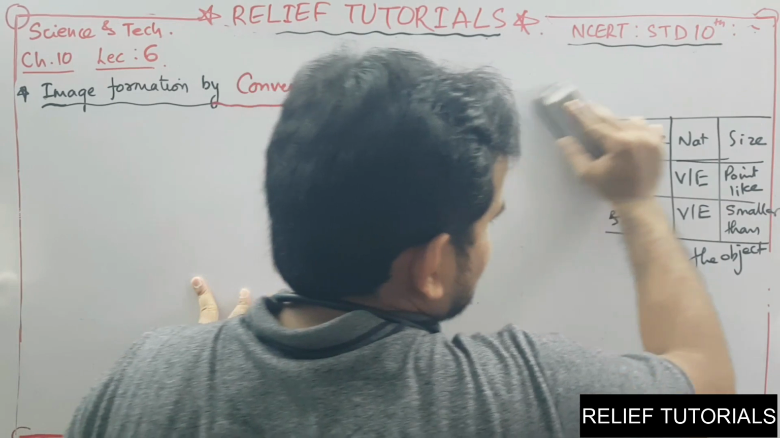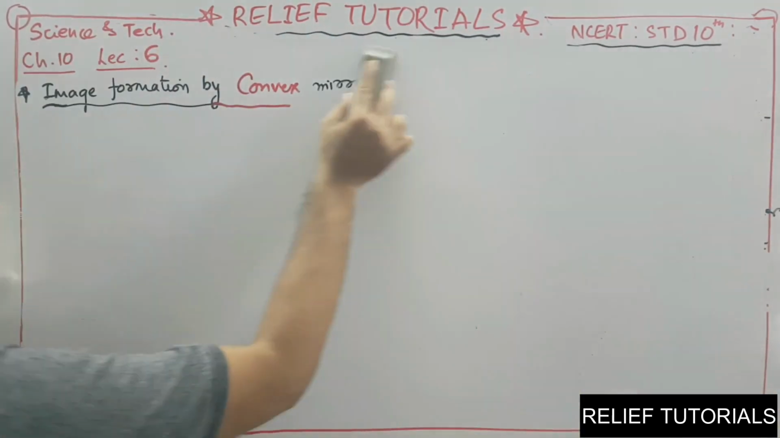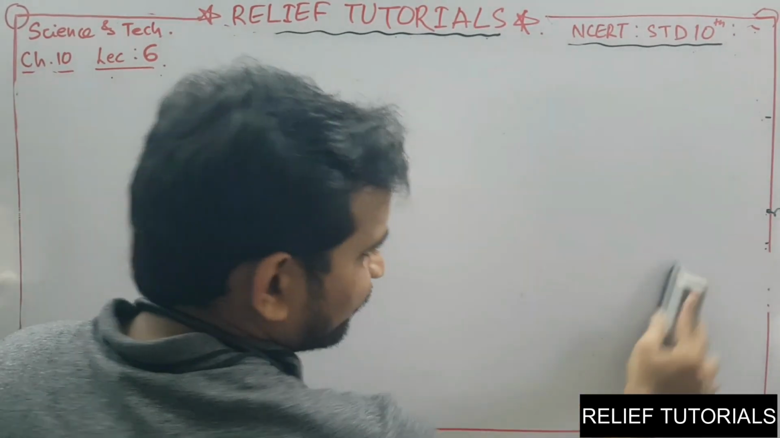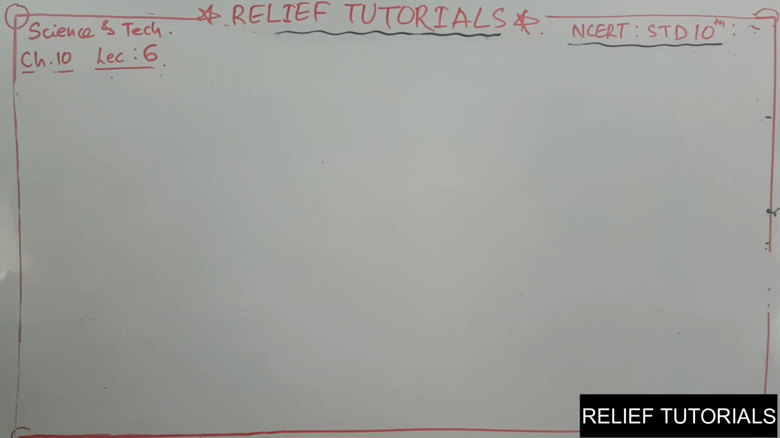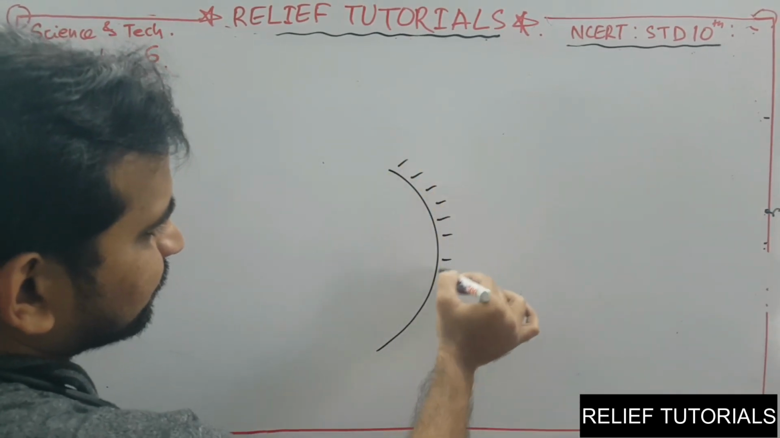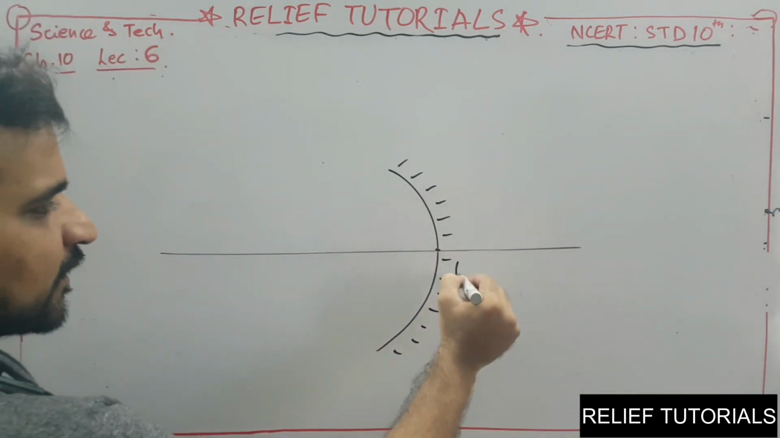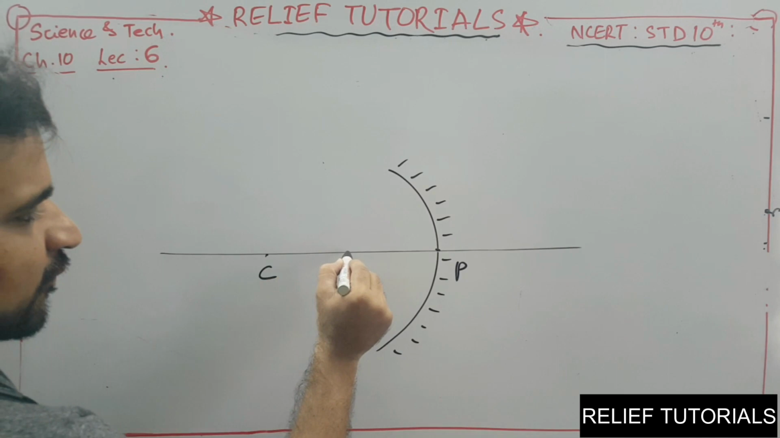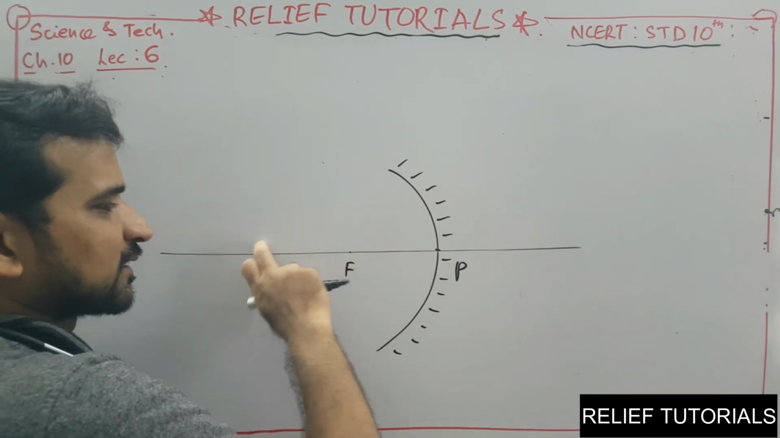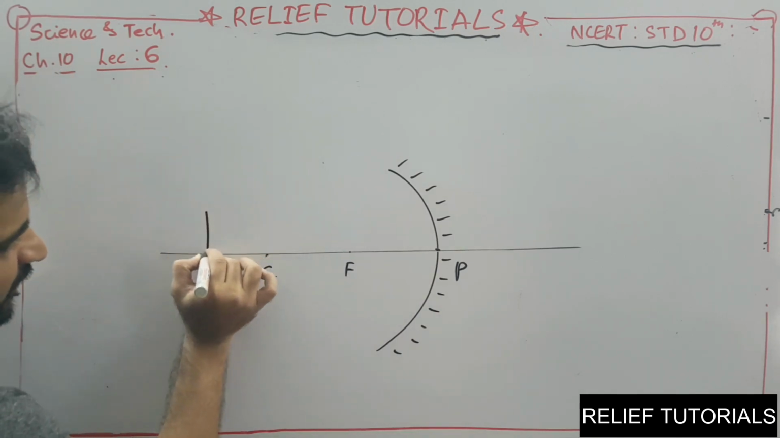Now the next topic is about how to measure the distances. Consider here one concave mirror. This is the principal axis, here is the pole, here is the center of curvature, and the principal focus, which is exactly in between C and P. Let us say this is one of the objects.